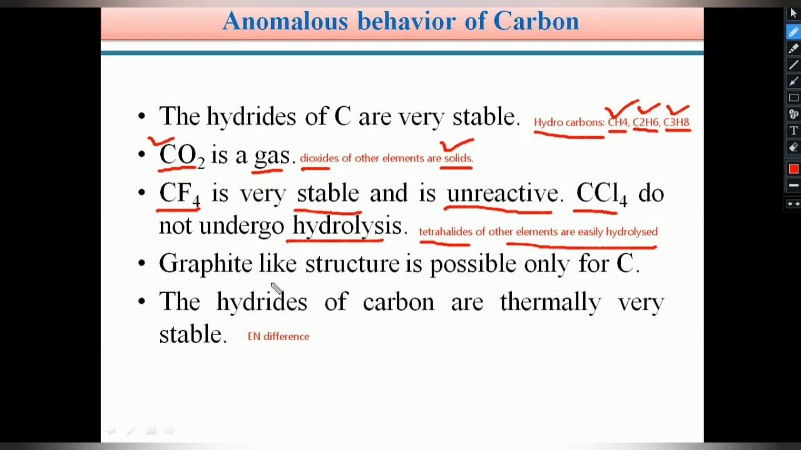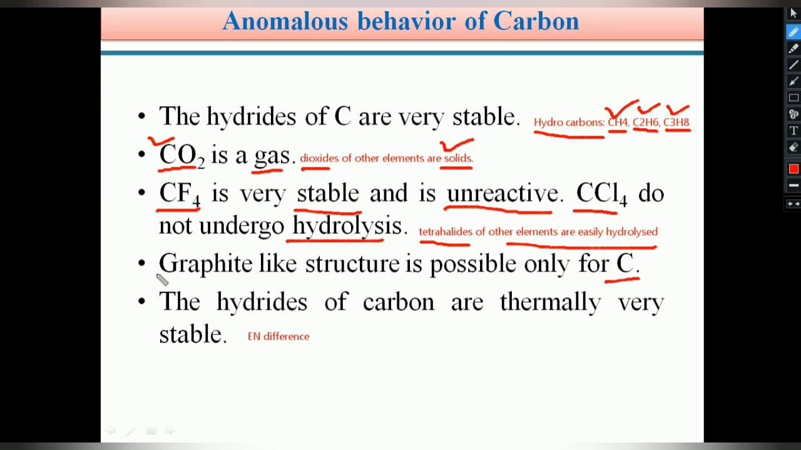Next, graphite-like structures are possible only for carbon. Students, we know carbon has high catenation capacity. It can form four single covalent bonds, or it can form multiple covalent bonds, C double bond C, C triple bond C. This is the reason carbon can exist in more than one form. Those are known as allotropes. Carbon can be available in different forms, and those are known as allotropes.